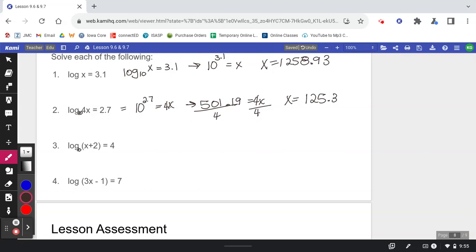Put my base 10 in here. So I have 10 to the 4th equals x plus 2. 10 to the 4th is 10,000 equals x plus 2. Subtract 2, subtract 2. X is 9998.